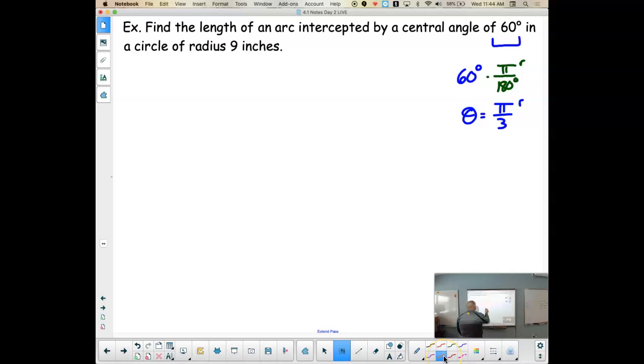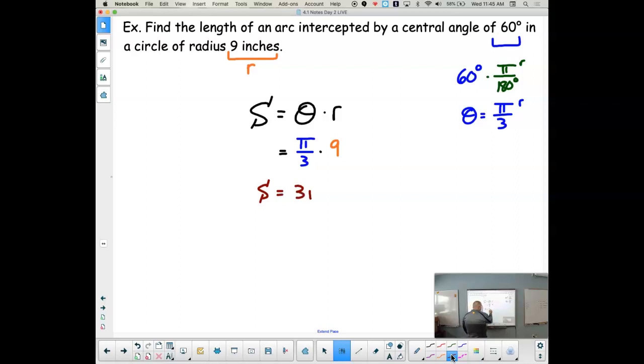My radius is still going to be 9. Okay? So now I can go to S equals theta times R. So my theta is going to be pi over 3, and my R is going to be 9. Pi over 3 times 9 gives me an exact answer here of 3 pi inches.